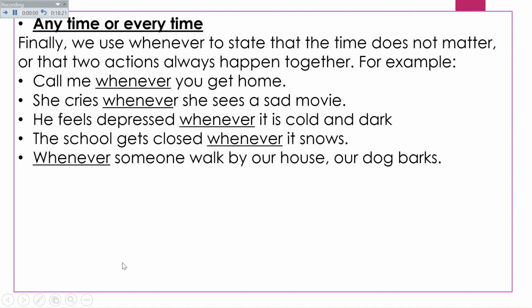So what's next, guys? At any certain time. Finally, we use whenever to state that the time does not matter or the two actions always happen together. For example, call me whenever you get home. She cries whenever she sees a sad movie. So it's happening at the same time. He feels depressed whenever it is cold and dark. The school gets closed whenever it snows. Whenever someone walks by our house, our dog barks. So this means they happen at the same time.